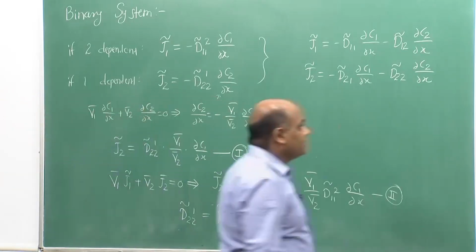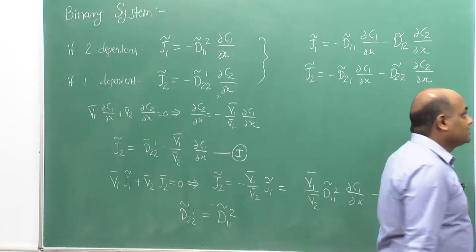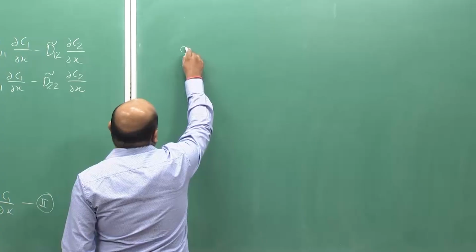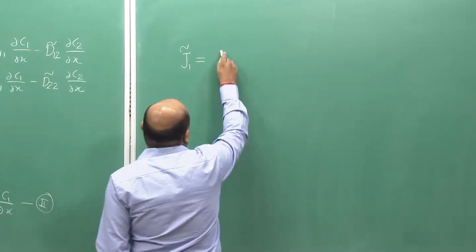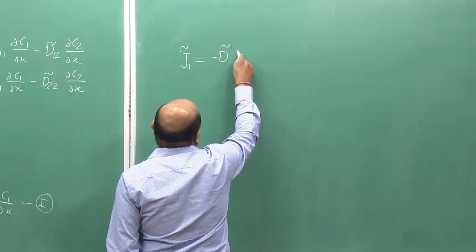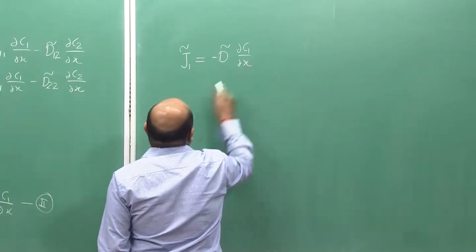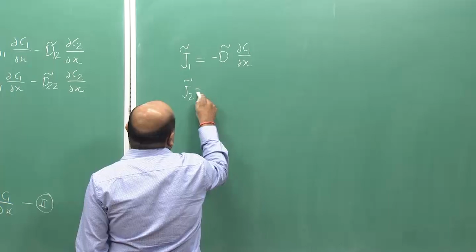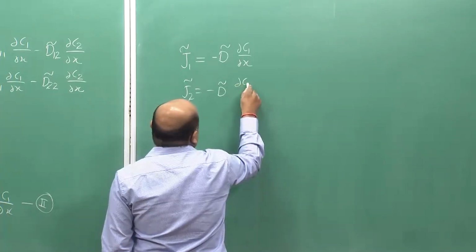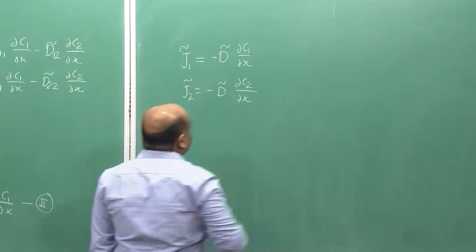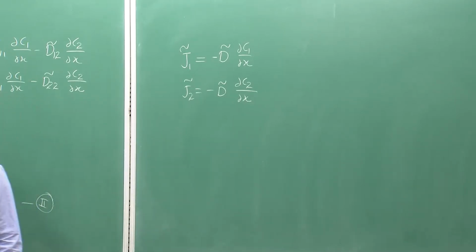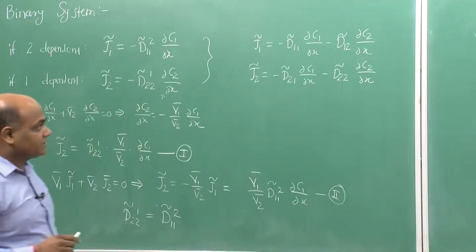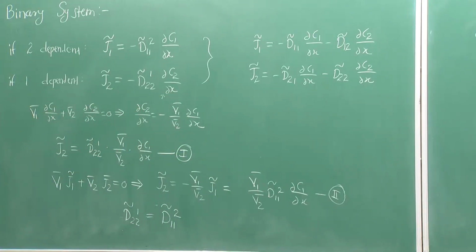So, in binary, in effect we have only one coefficient, and we can express both the fluxes using one coefficient. J1 tilde, we call it D tilde, is minus D tilde dou C1 by dou x, and J2 tilde is equal to minus D tilde dou C2 by dou x. So, the binary interdiffusion simplifies to just knowing one interdiffusion coefficient. Clear?